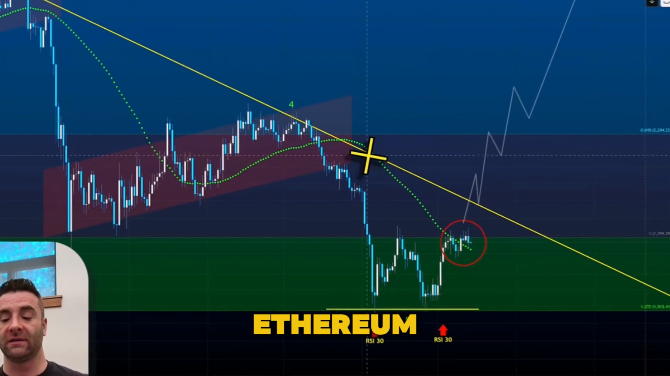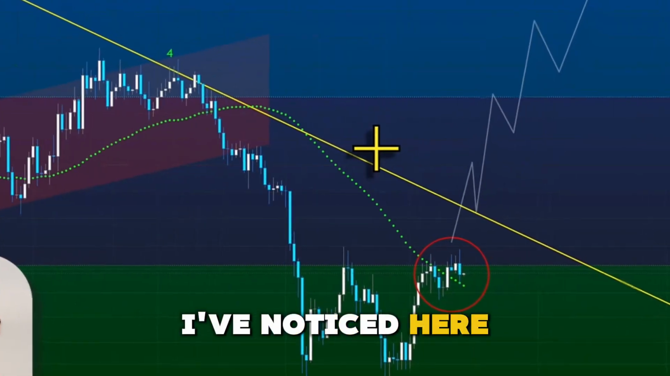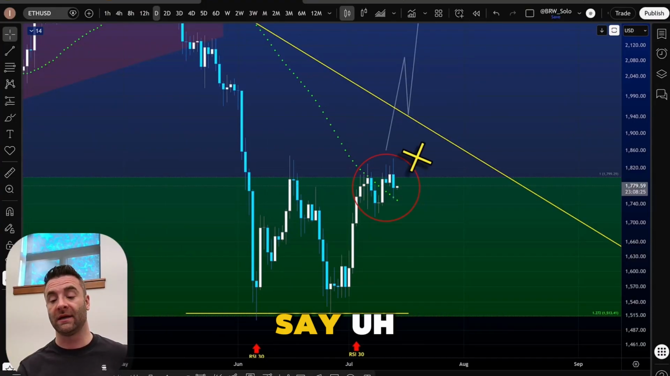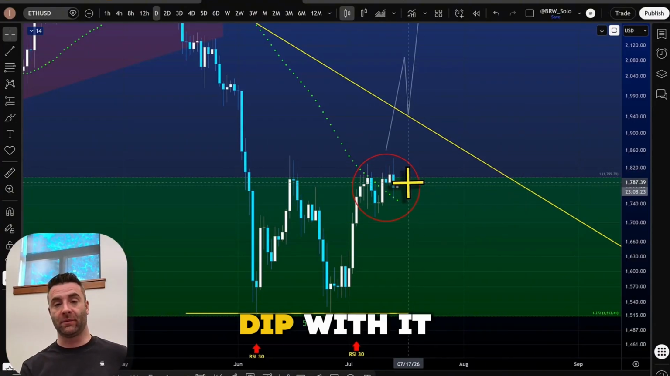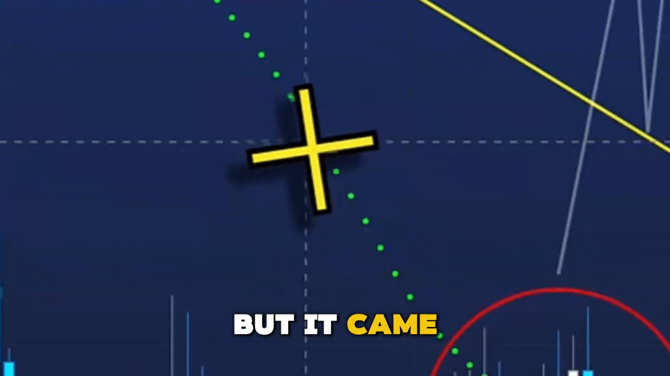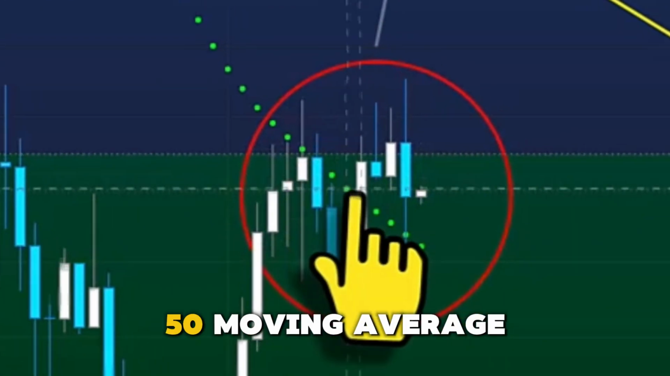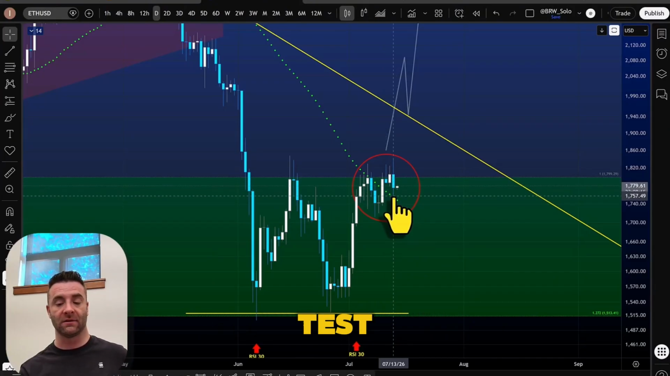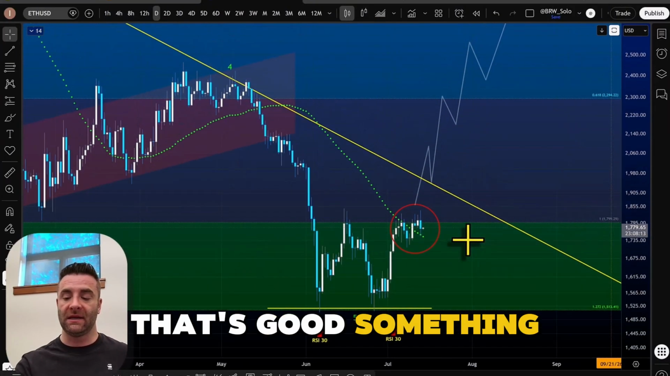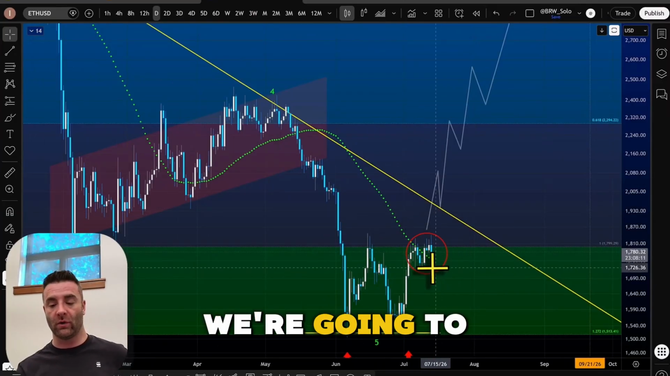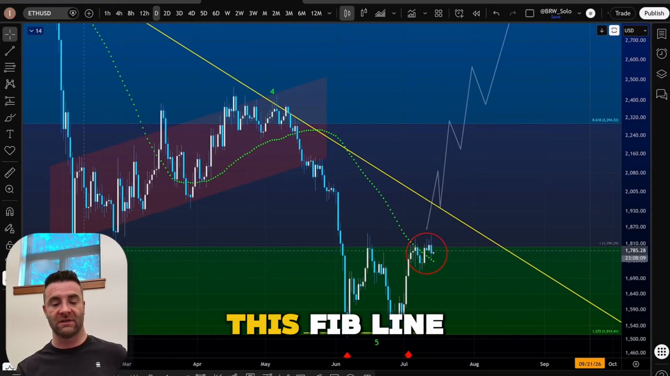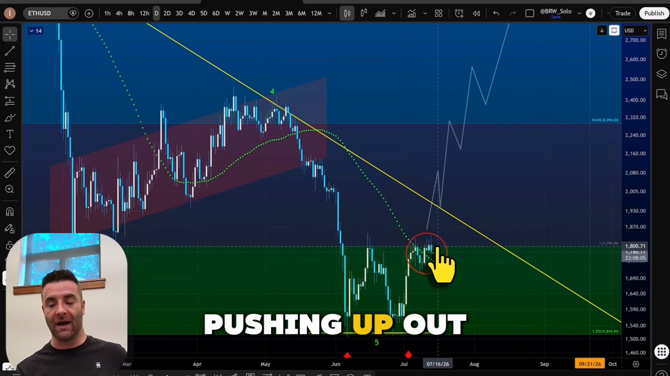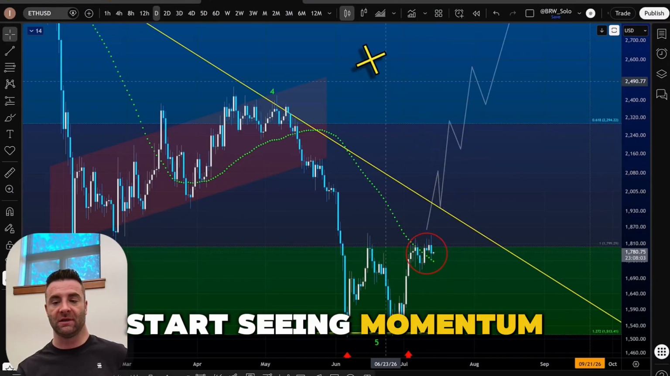So if we go to Ethereum, the one thing I've noticed here is as Ethereum crashed today, fallen I should say, TX took a dip with it, but it came down to this 50 moving average. So it's just breakout and then a little test. That's good. Something is telling me that we're going to be breaking out of this. You can see this fib line, this green box. Once we start pushing up out of it, then we should start seeing momentum.